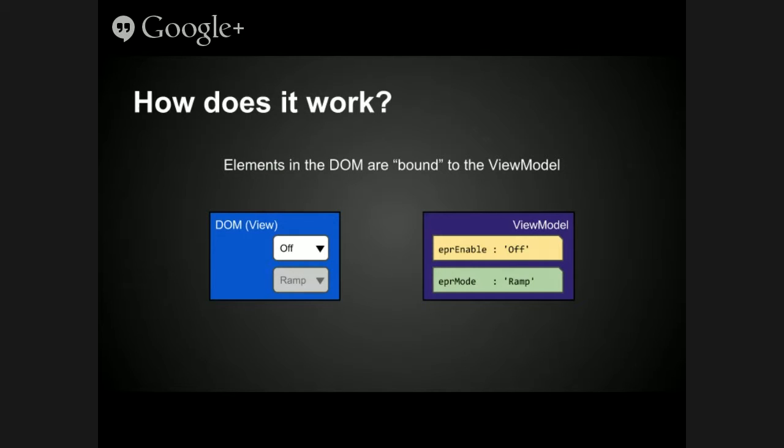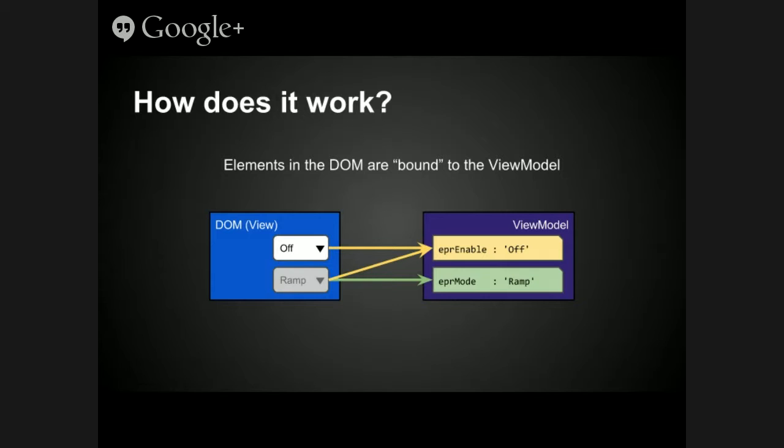So if you see on the left, you've got two drop-downs. The first one is the EPR enable drop-down. And when that's set to off, you can't pick the mode for the EPR mode. And if it's on, you can. And on the right-hand side, you see there's our view model with two fields. First one is EPR enable. It's tied to the input on the left, the top one. And EPR mode is tied to the input just below that. So, like I said before, your view is bound to the view model.